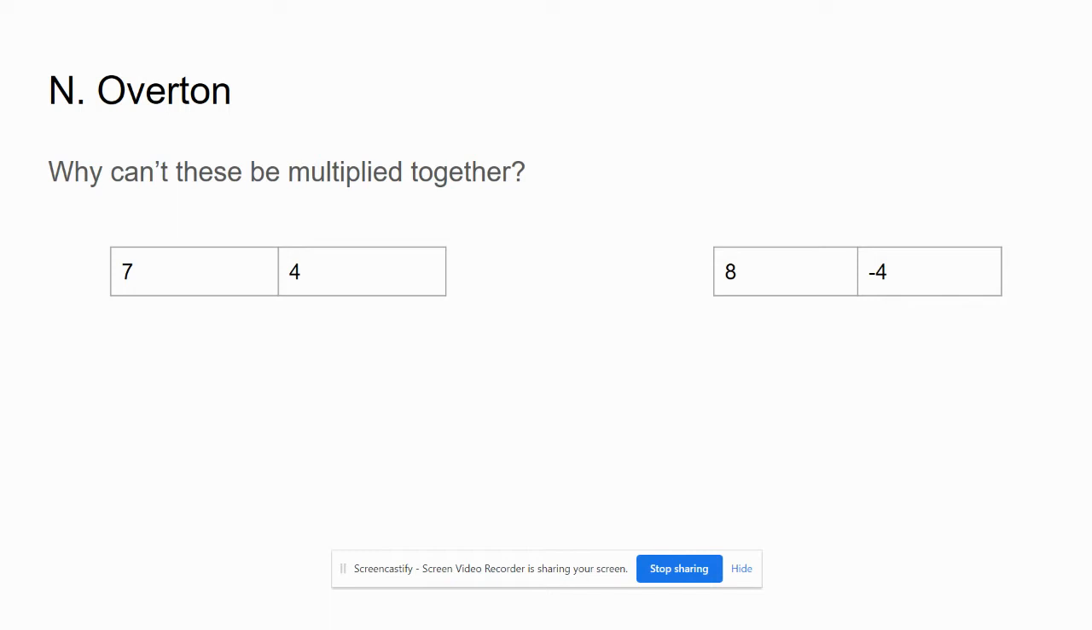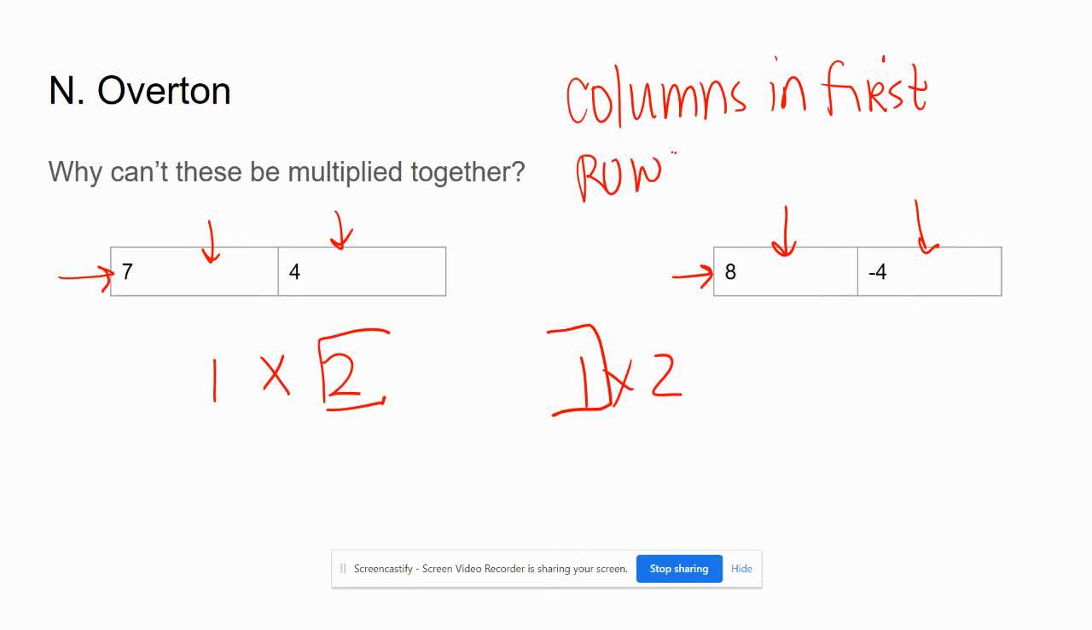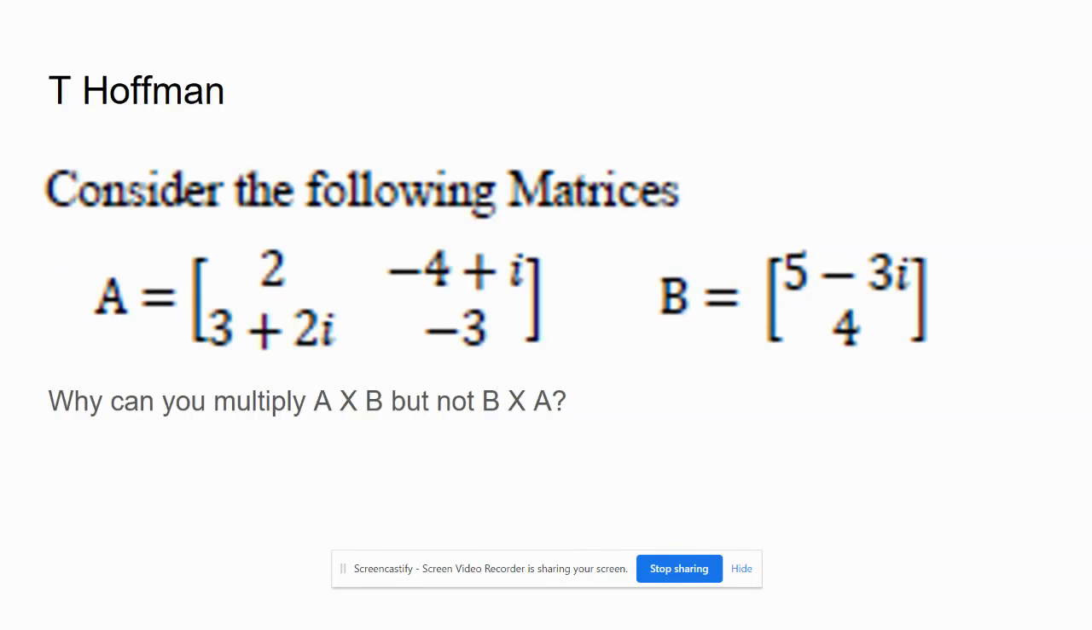Why can't these be multiplied? All right, so this is a 1 by 2. 1 row, 2 columns. This number and this number have to match to be able to multiply them. So the columns in the first matrix have to match the number of rows in the second matrix. So columns in first, rows in second. That number has to match. Otherwise, they cannot be multiplied together.